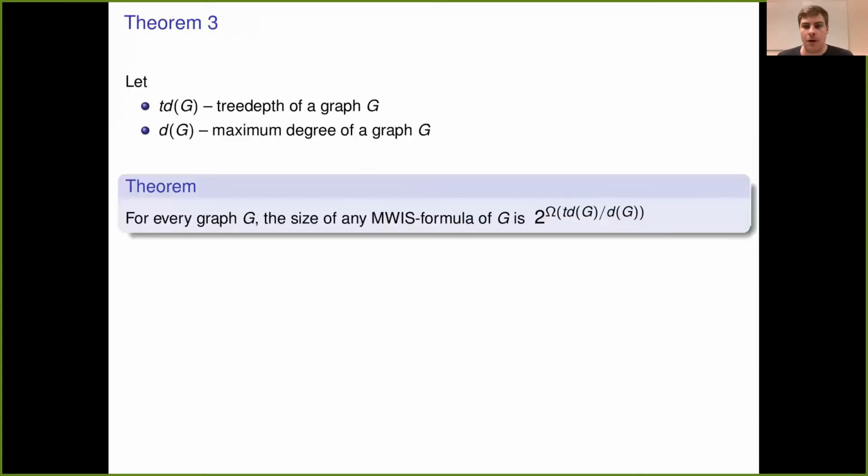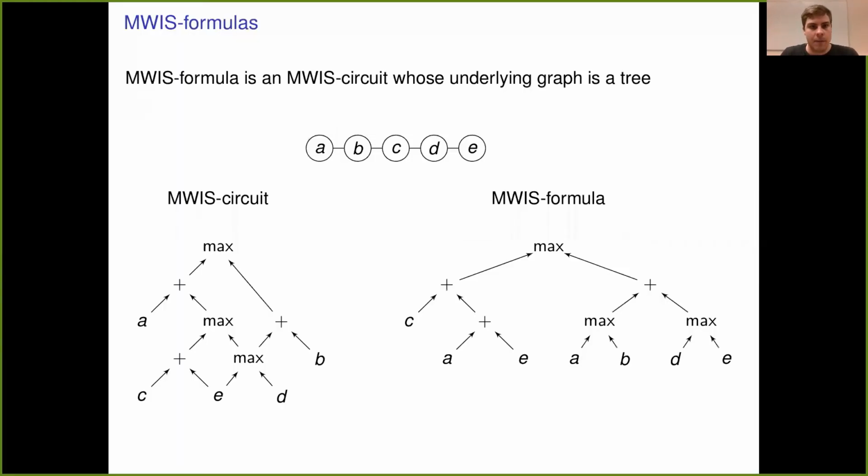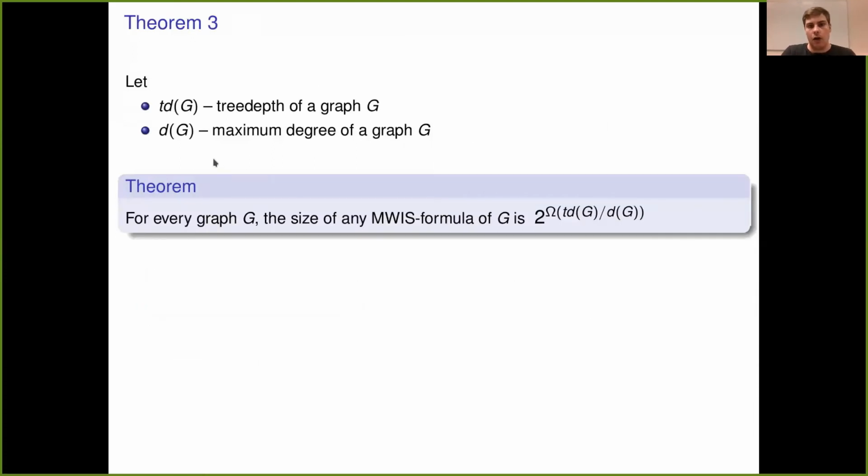And for formulas, instead of tree width, I consider the graph parameter tree depth, which is basically like tree width, but it has been used for obtaining polynomial space algorithms. So it's like a counterpart of tree width, but for polynomial space algorithms. And I think my results give even more evidence that we have a very strong analogy between this parameter and tree width. Also, I consider the maximum degree like in term 1.